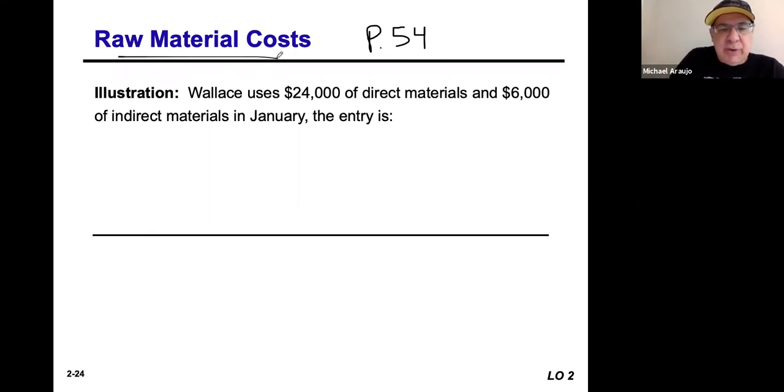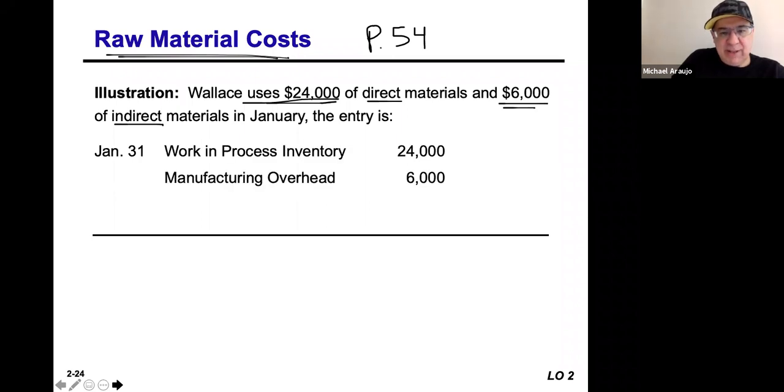So here are the raw materials. Wallace is going to be using $24,000 of direct materials and $6,000 of indirect materials. Now remember, direct materials are very specific product costs, whereas the indirect materials are usually put into manufacturing overhead. But in this case, we have raw material cost, $24,000 of direct, $6,000 of indirect.